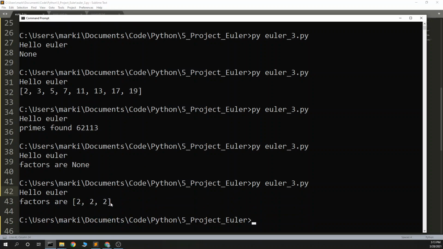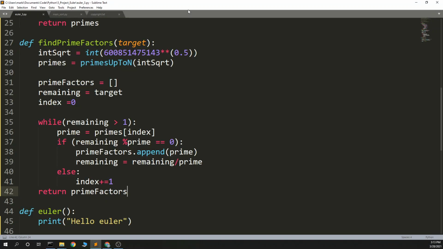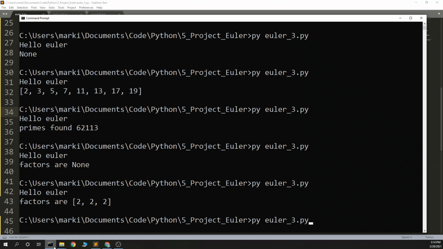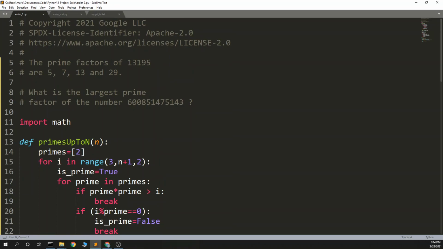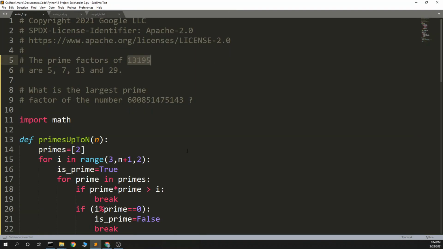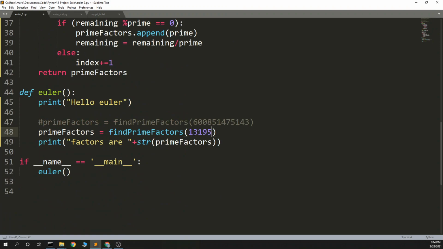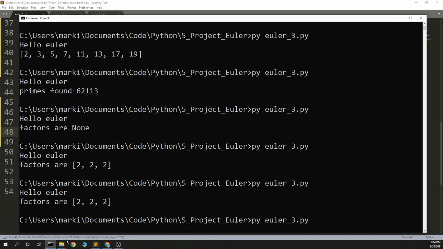That was a little bit slow. I didn't love that. I'm not sure why that was so slow. Oh, because we found the primes up to the target. We don't want that. We need to find it up to the square root of that target. We hard coded that 6 million. Okay, so that's a lot faster. That's good. Let's look at their example of 13195. We expect to get 5, 7, 13, and 29. 5, 7, 13, 29. Excellent.